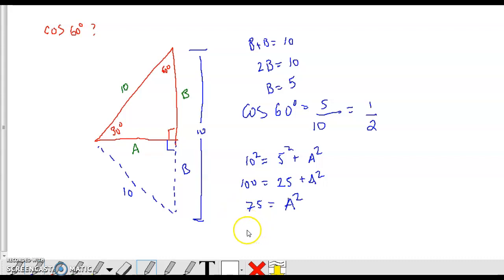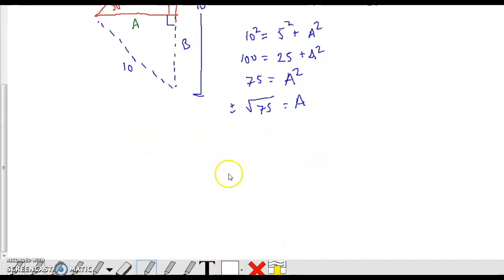I'm going to take the square root, so I'm going to get plus or minus, and we're only going to deal with the positive version. But we got the pesky radical. So let's go ahead and simplify that radical. 75 is really the square root of 25 times the square root of 3. So 5 times root 3 gives you your A value.